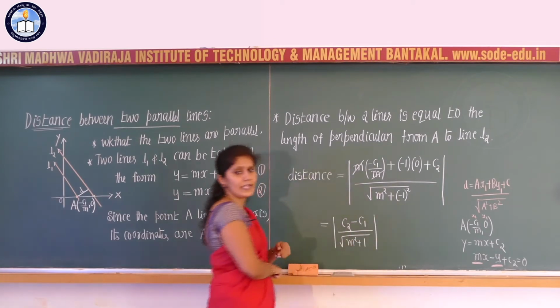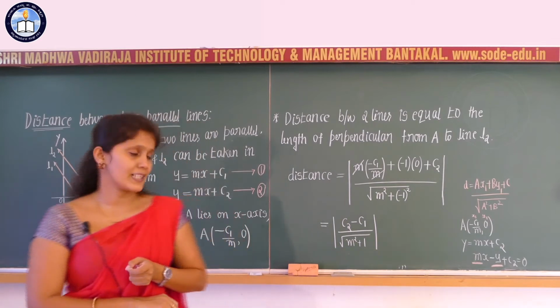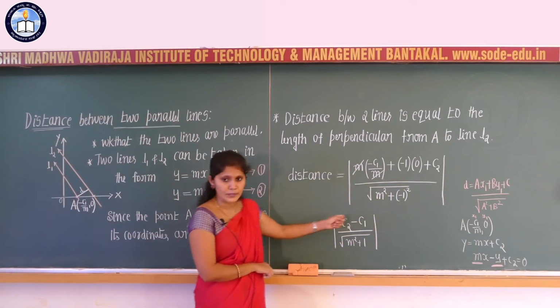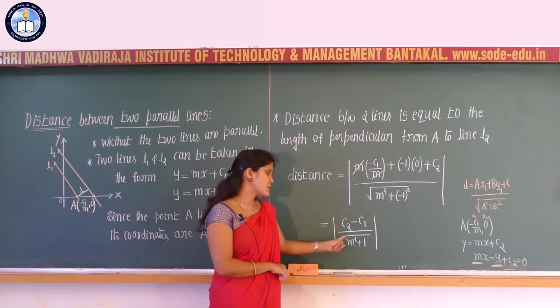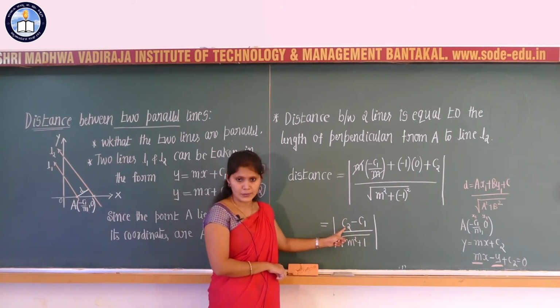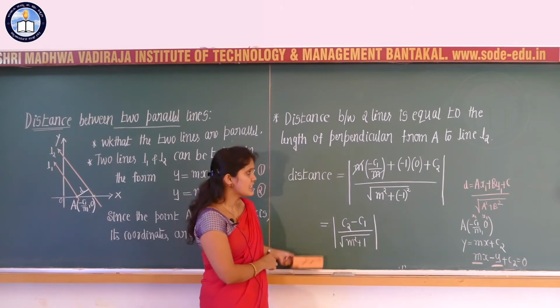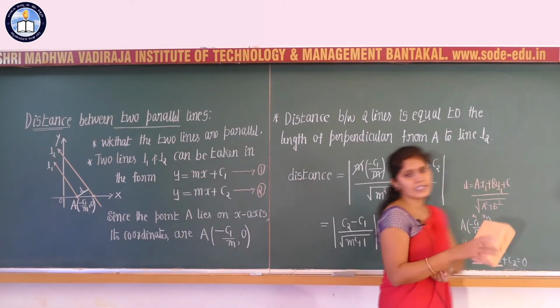Or you can also write it as, since we are considering the absolute sign, you can also consider the result in this form, that is distance is given by absolute value of c1 minus c2 divided by root of 1 plus m square. And the same result we are going to consider in the general form.